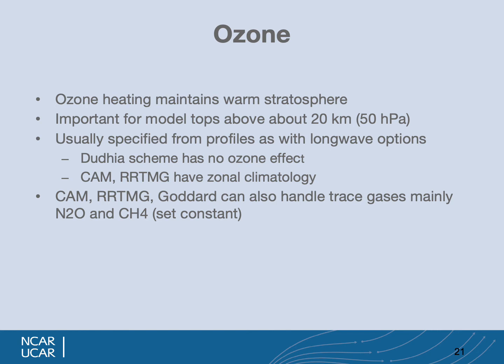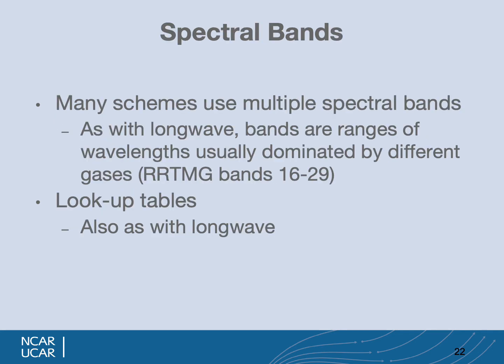Also, there's trace gases that these schemes can handle as well. They're usually just set constant. As with the Longwave, the shortwave scheme has spectral bands, which are handling different parts of the spectrum separately. Here we have RRTMG bands 16 to 29. 16 actually overlaps with the Longwave spectrum. And the bands are dominated by different gases, typically, as with the Longwave. And the calculation is done with lookup tables. So a lot of similarity, it's just the bands are different and the calculations for those bands are different.